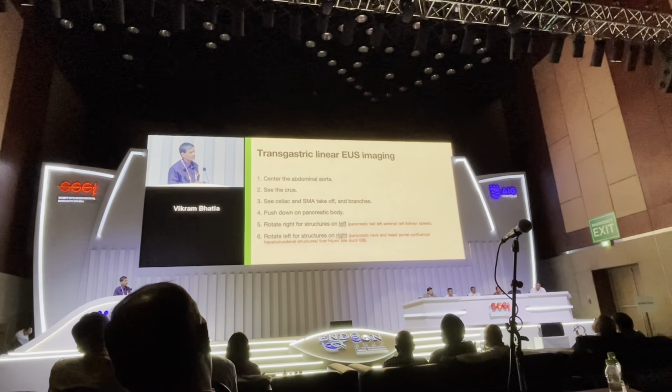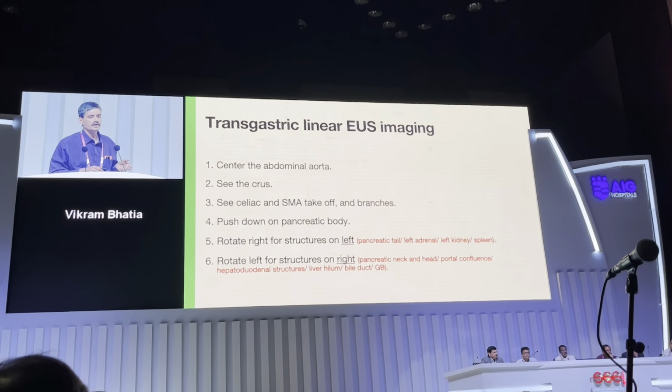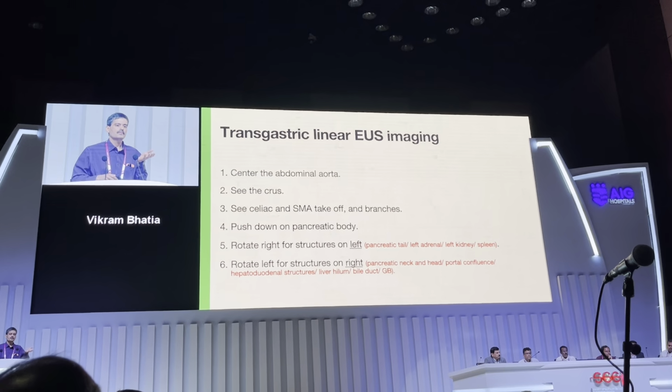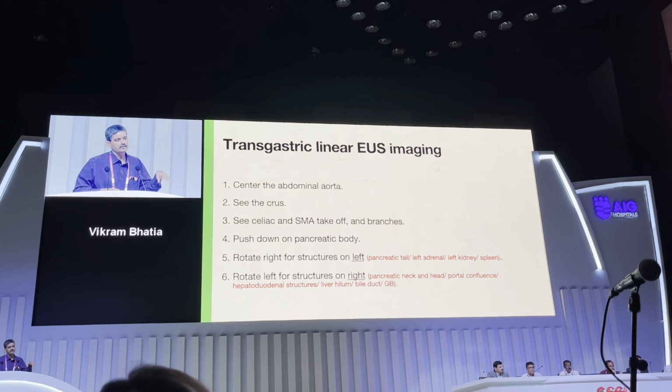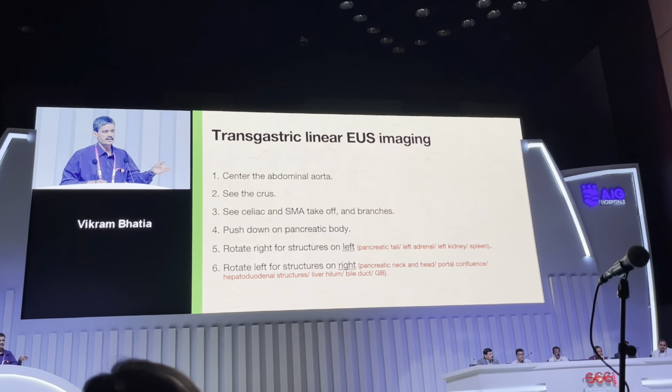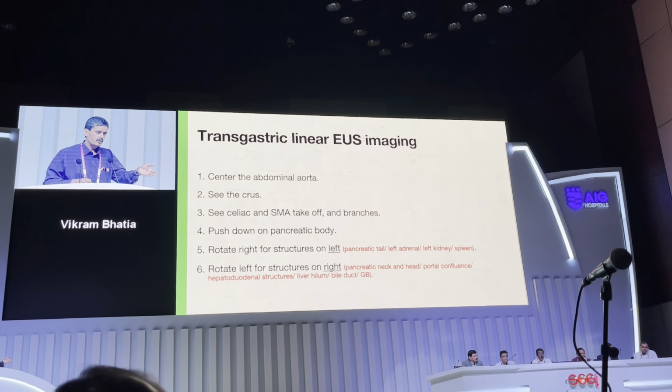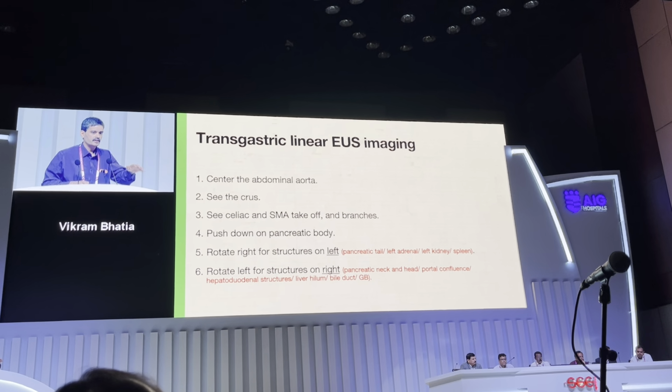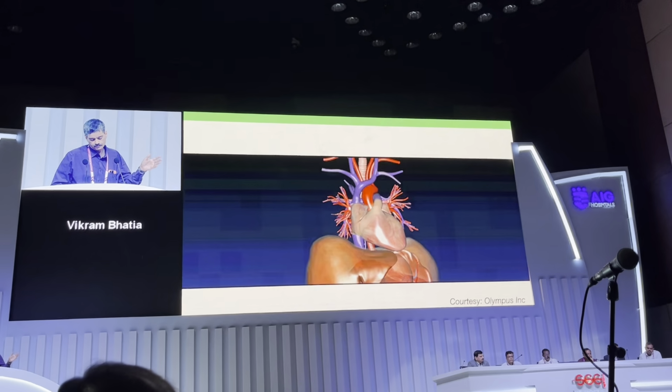The steps for gastric imaging are: you center the abdominal aorta, see the crest, push over it, see the celiac take off, see the SMA take off, the double barrel sign, and the SMA marks the body of the pancreas, and then it is just a matter of rotating from side to side.